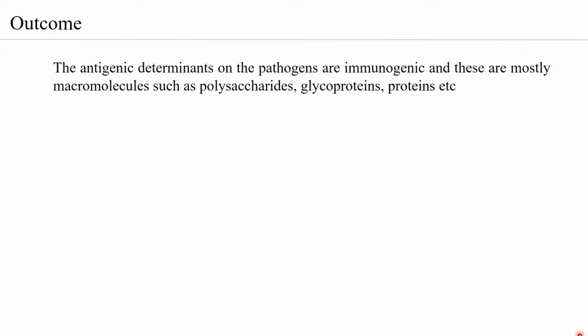The antigenic determinants on the pathogens are immunogenic, and these are mostly macromolecules such as polysaccharides, glycoproteins, proteins, etc. So it is always these surface molecules that act as what we call pathogen associated molecular patterns, and these are recognized by our immune cells, and therefore the immune cells can elicit an immune response.